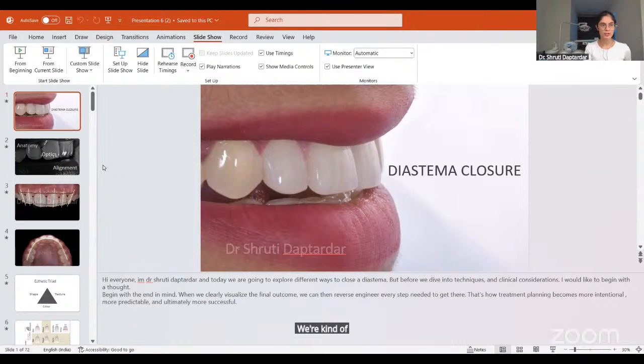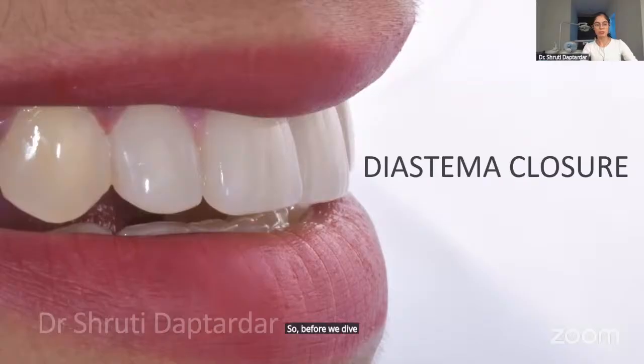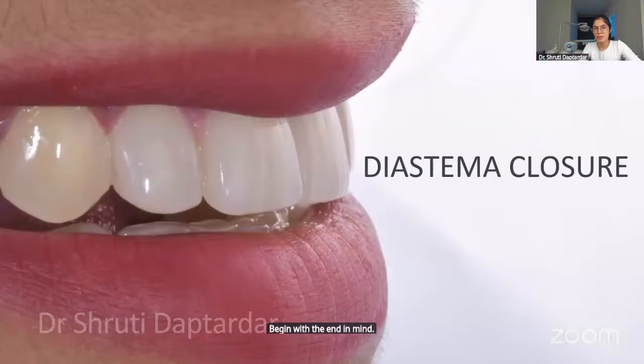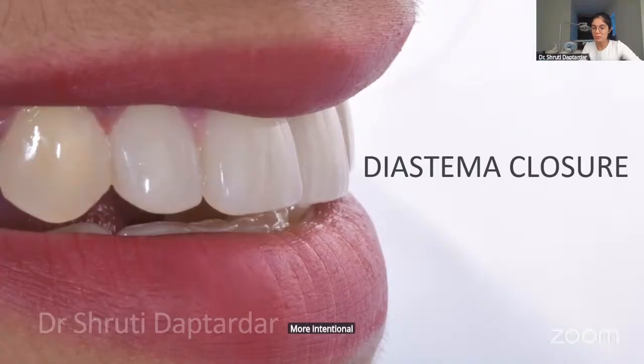All right, so we are starting our today's presentation. So before we dive into our clinical and technical aspects, let's begin with a thought. Begin with the end in mind and then meticulously plan each and every step to an extent that we need to get there. That's how a treatment plan becomes more successful, more intentional, and ultimately more predictable.